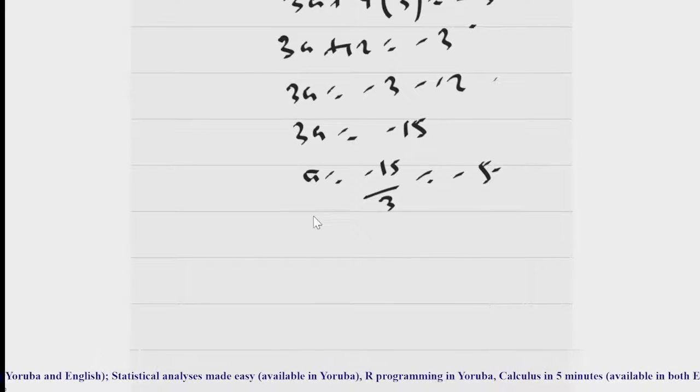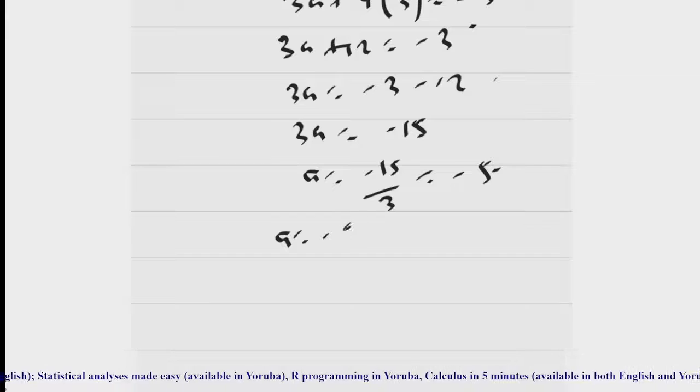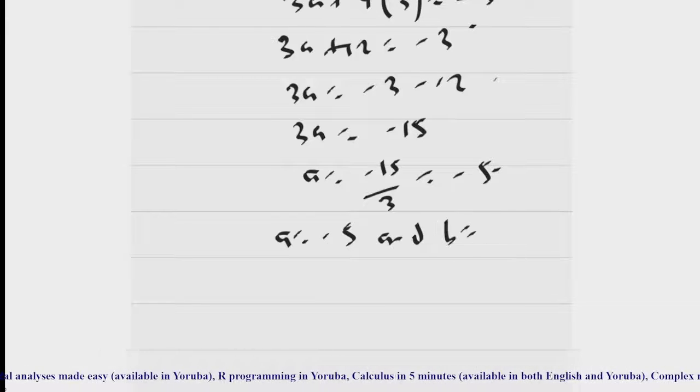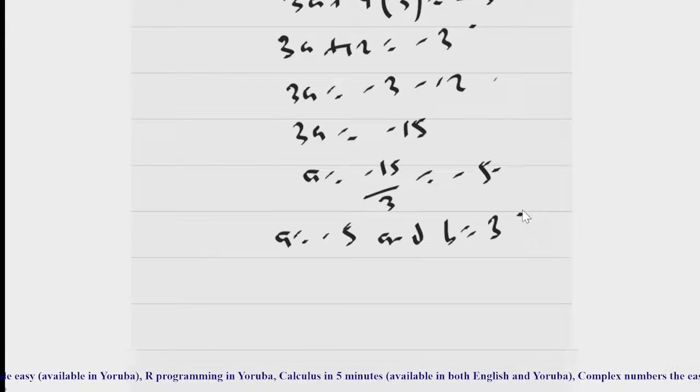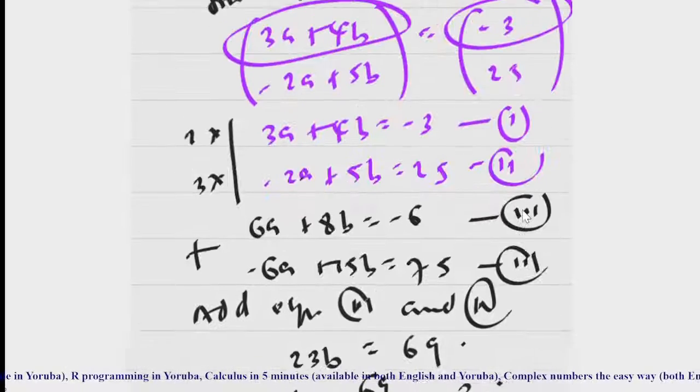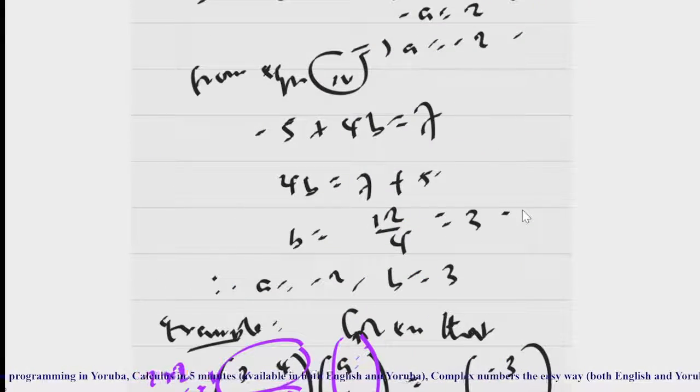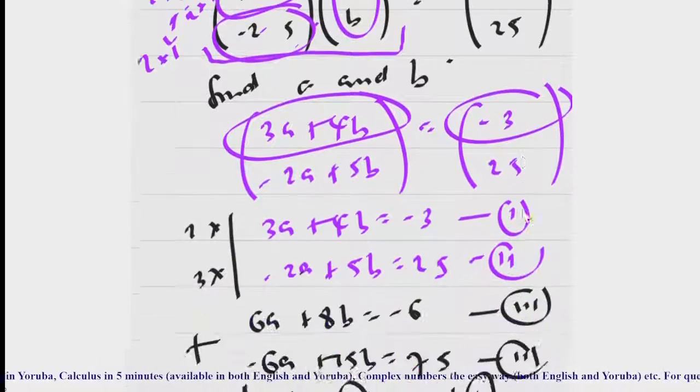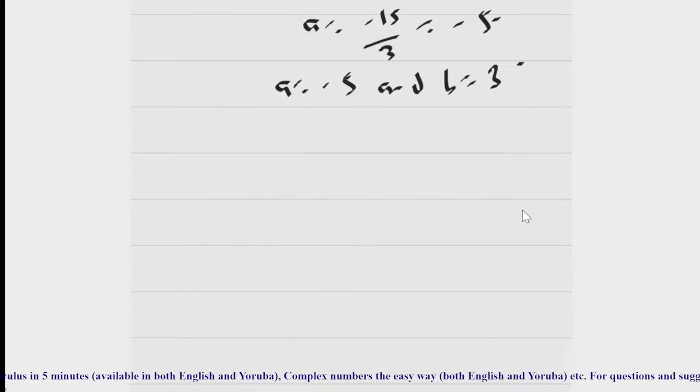I hope you understand now. So then your a is equal to minus 5 and b is equal to 3. You can see it is very simple. So that's that. If you substitute it back here, you are going to arrive at the same result.